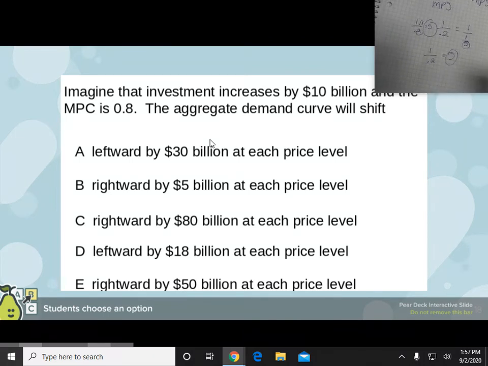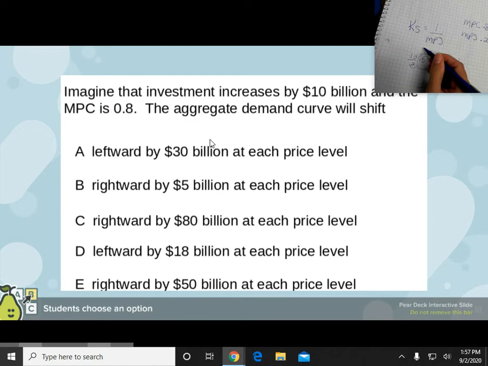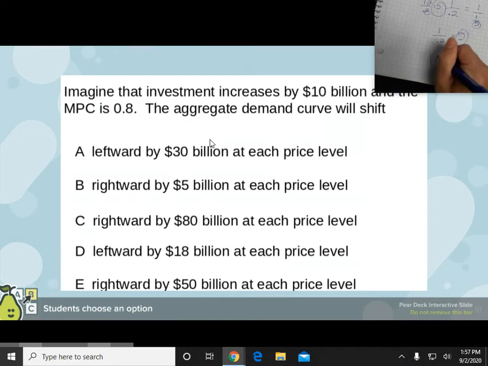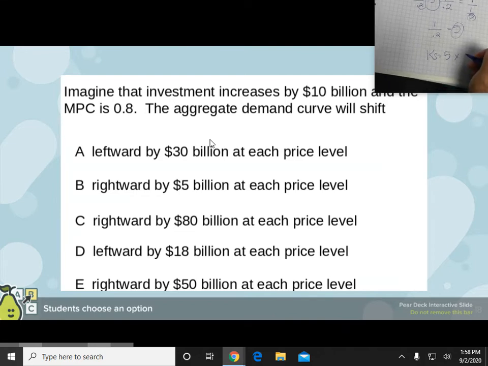So 5. Okay, I have a number. I don't know what to do with that. Well, what is that number? Oh, that number was KS, the spending multiplier. And the spending multiplier should always be multiplied by spending. So 5 times the amount of spending we just had, which was $10 billion in the problem.